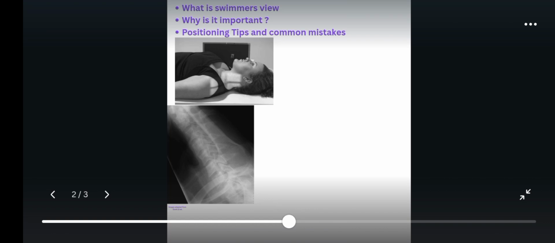Welcome back. So what is swimmer's view and why is it important? And what are the positioning tips and common mistakes we should be knowledgeable about? Swimmer's view is used to see the C7 to T1 junction, that is the cervicothoracic junction. Why has this view had to evolve?